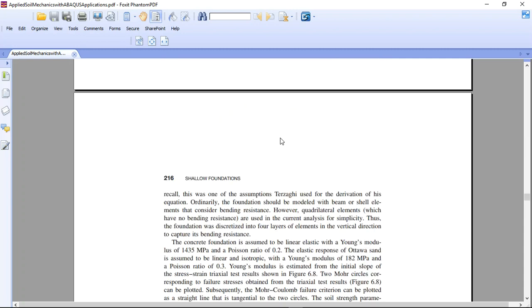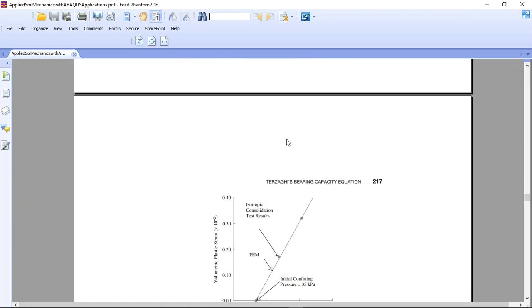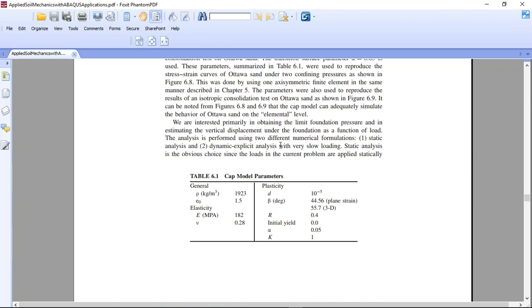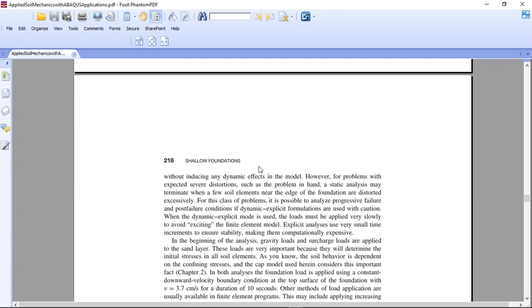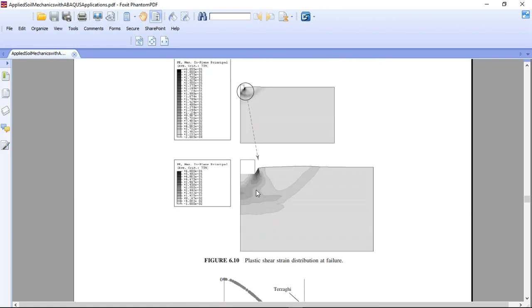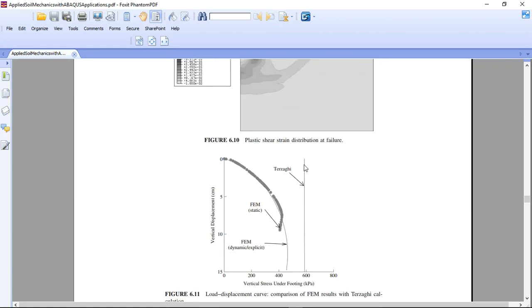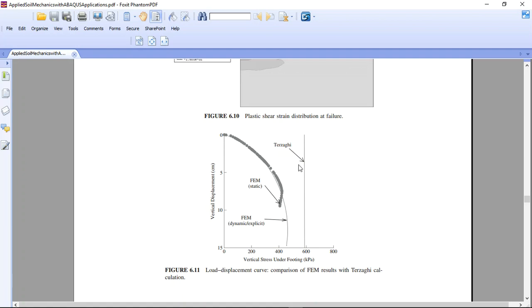Overburden soil, and you can see here this is some diagram. This is a cap hardening diagram, the cap material property, and this is the result for stress and plastic strain, and this is the diagram for bearing capacity failure.